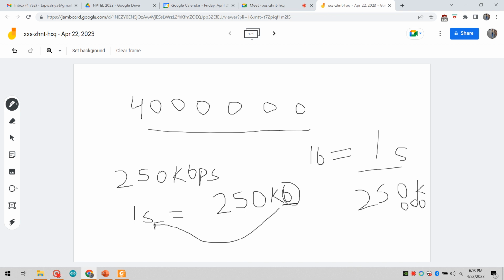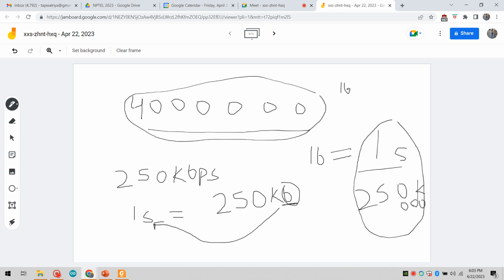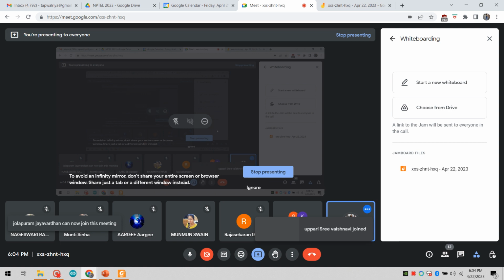This is clear? Yes, ma'am. This point is clear. Now, in order to send this much data, you just have, see, 1 bit, this is the time. So in order to send this amount of data, you just have to multiply this thing with this. So whenever you multiply this, you will get 16 seconds. So this is the only thing.